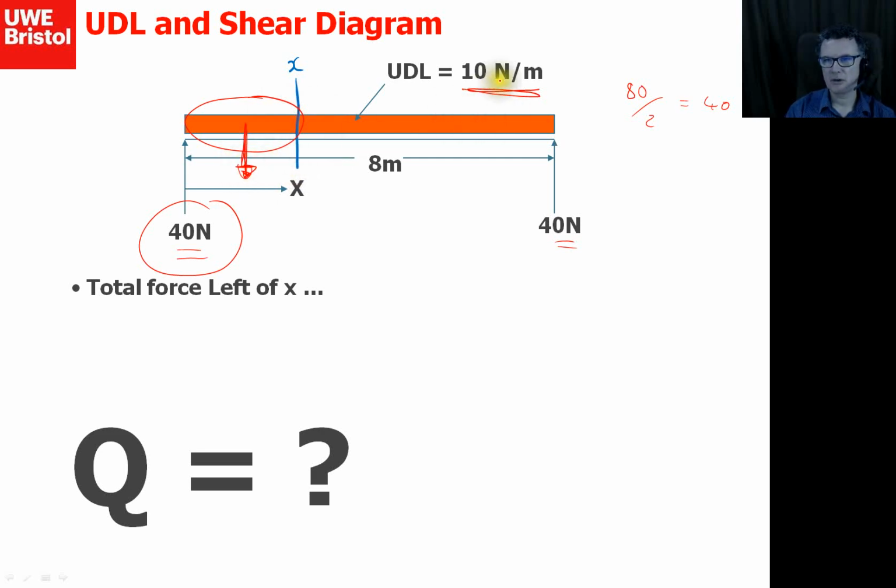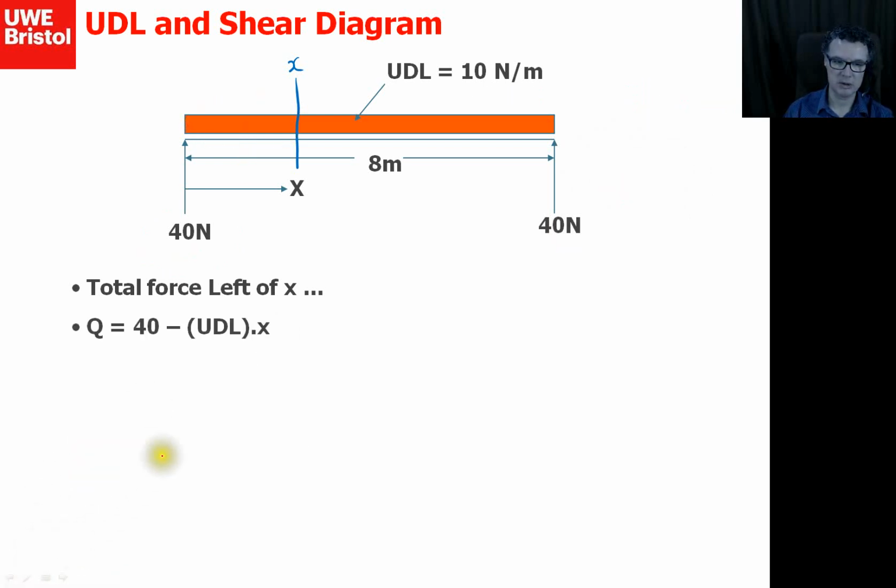The force I'm going to have left of me will be dependent on how much distance I've got of the UDL. So I've got -10 times x, and that will be how much force I've got left of me. So that should work out what my UDL is. So my UDL is going to be, first of all, the 40 coming upwards, and then we're going to take away the UDL value, so that's going to be our 10, multiplied by the x, and that's how much we're going to be dropping in terms of the Q.